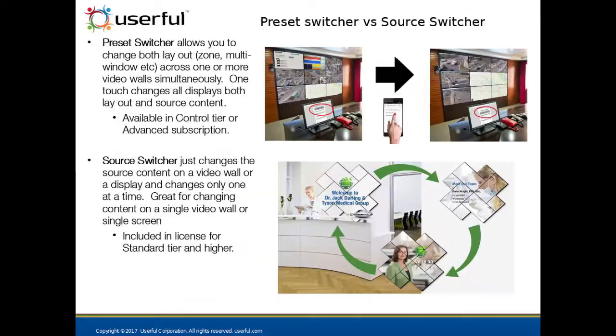I should have mentioned, I'm just going to back up one step. I should have mentioned preset switcher versus source switcher, a key thing. Preset switcher is available either in the control tier or through an advanced subscription. The source switcher is available at all tiers, standard and higher, and we're going to dive into the tiers in a moment. But the preset switcher is available in the control tier, or it's also available through our advanced subscription. So someone that has a lower tier but wants this tool can get it through an advanced subscription.